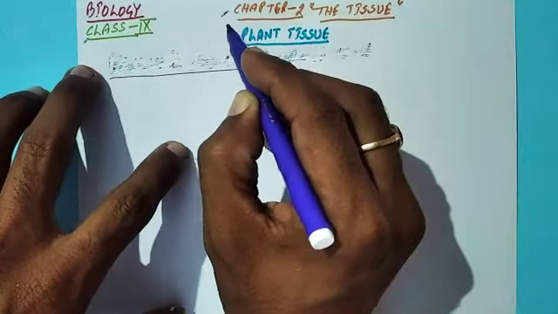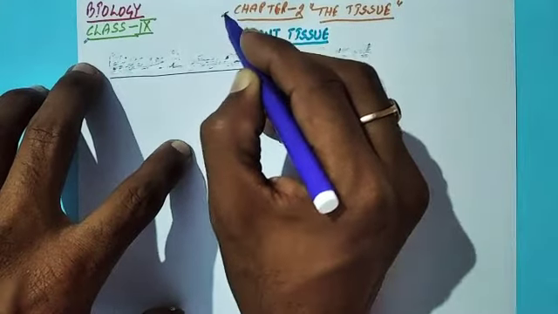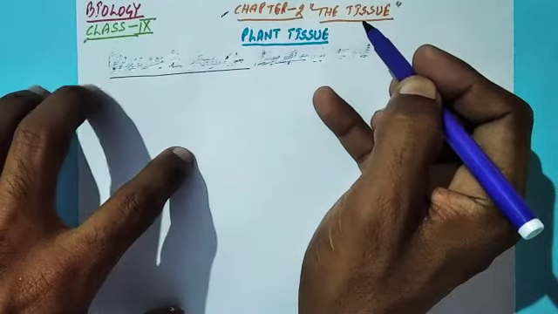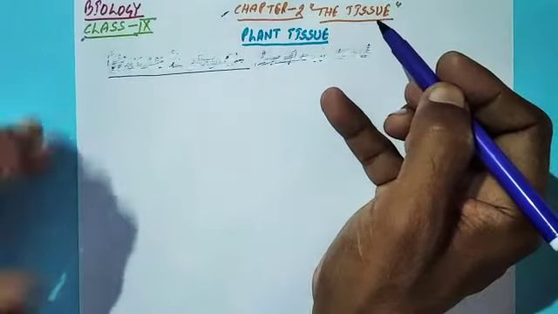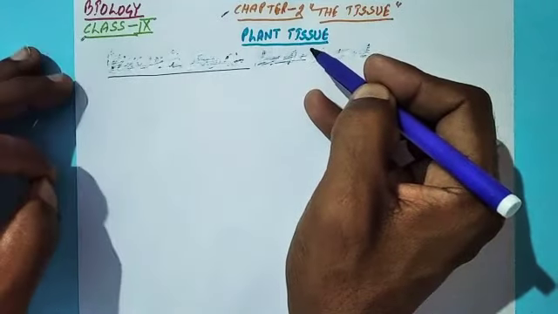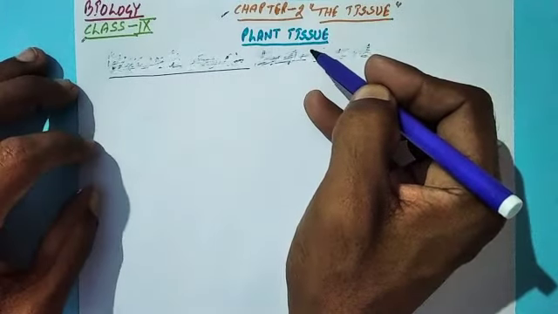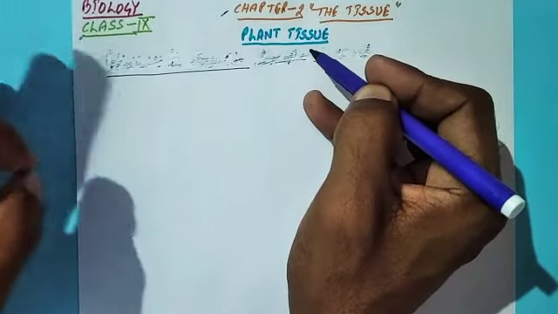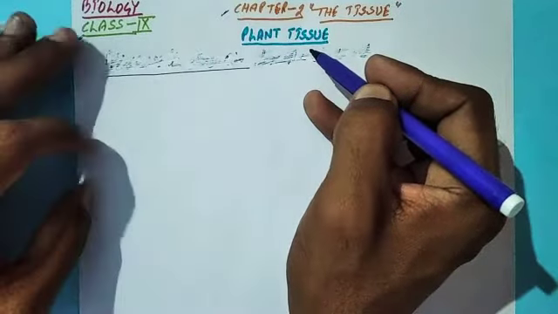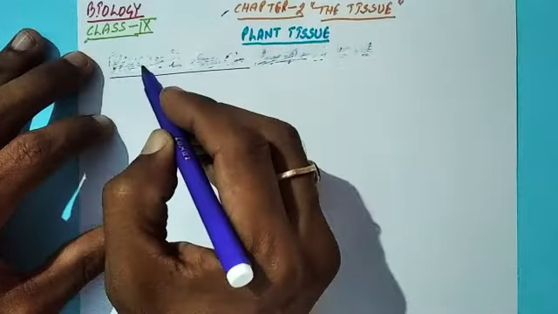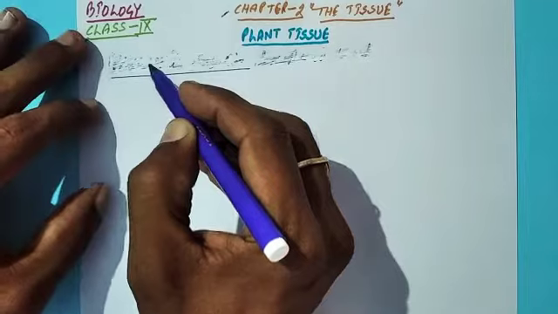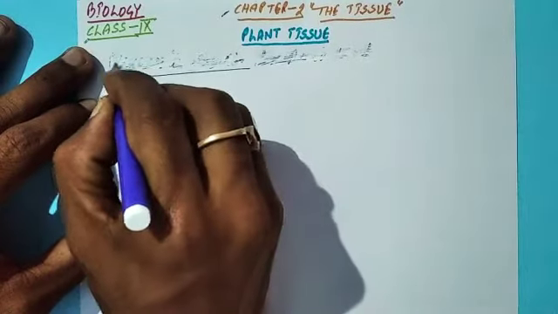In our previous lecture, we studied chapter 2, that is tissue. We divide the tissue into two categories: first is animal tissue and second is plant tissue. We start with plant tissue, and we divide the plant tissue into two categories. First is meristematic tissue, the tissue that can divide, and second is permanent tissue. We studied meristematic tissue. Now let us start with permanent tissue.